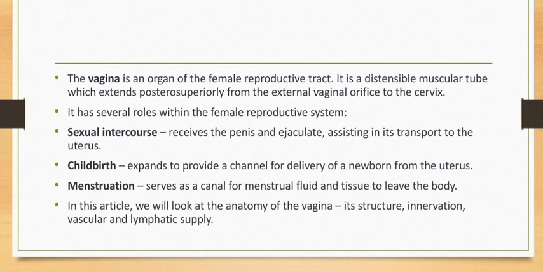One is sexual intercourse: it receives the penis and ejaculate and assists in its transport to the uterus. Childbirth: it expands to provide the channel for the delivery of a newborn from the uterus. Menstruation: this serves as a canal for the menstrual fluid and tissue to leave the body. In this article, we will look at the anatomy of the vagina, its structure, innervation, and vascular and lymphatic supply.